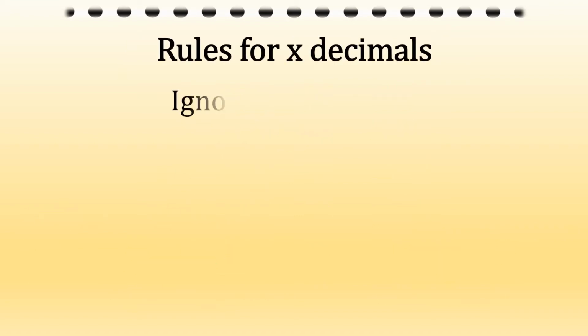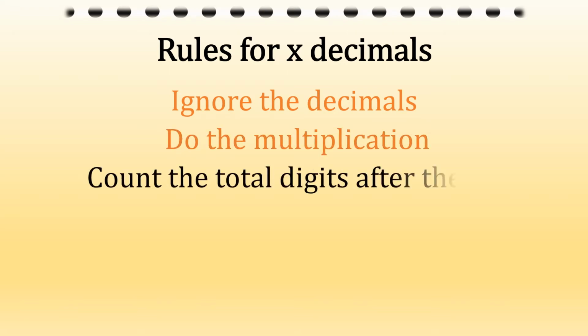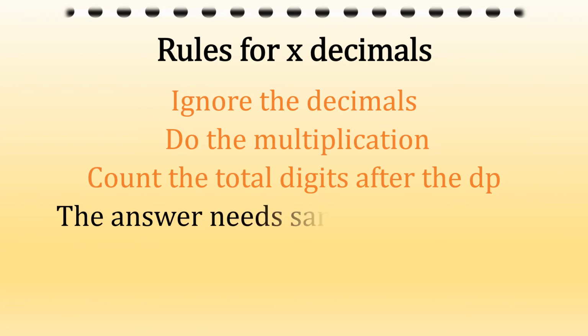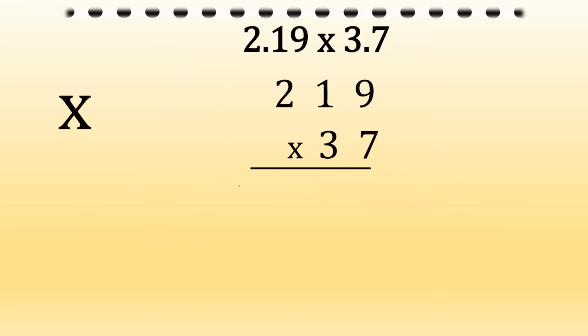Now, as they get more complicated, you need to ignore the decimal points, do the multiplication sum, and then count the digits after the decimal place and put that into the answer so that it's the same. Let's look at a trickier one now. So take out the decimal points and let's do the sum.